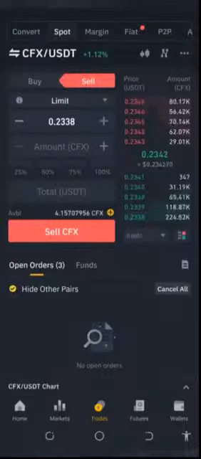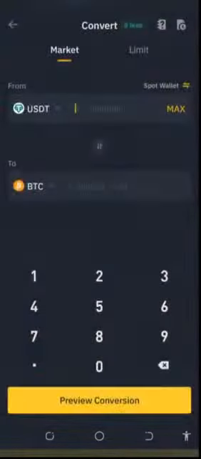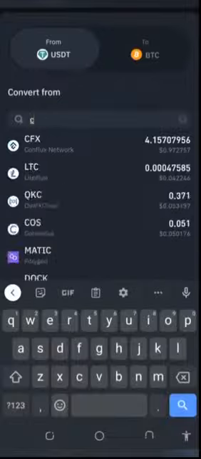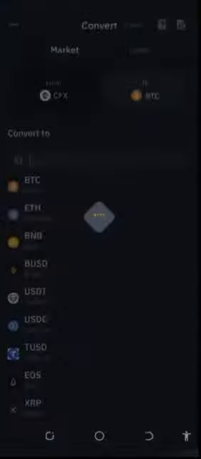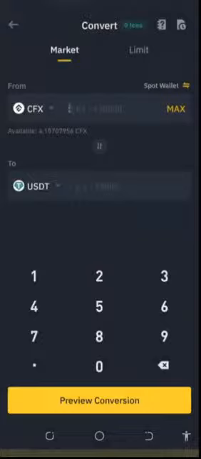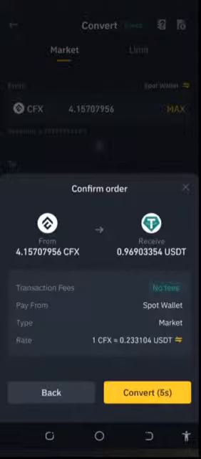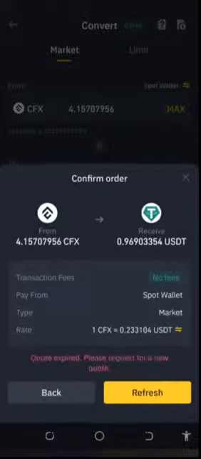Okay, it has arrived. 4.15. Okay, we sent out 4.26. Now it's at 4.15. Obviously, we cannot change it here. So we have to go back to our convert and then we will put that in here. Let's put in, what's that? CFX. Okay, and then USDT. And let's see how much, what's that? Max. Let's see how much we get. I was too much in a hurry to get that back. Oh, we lost 4 cents.